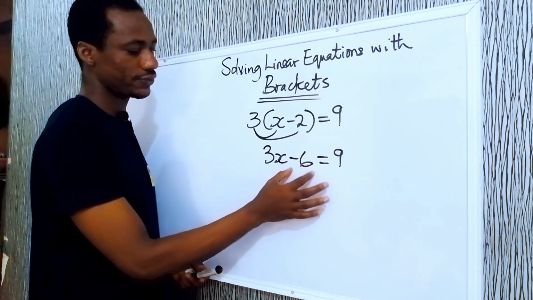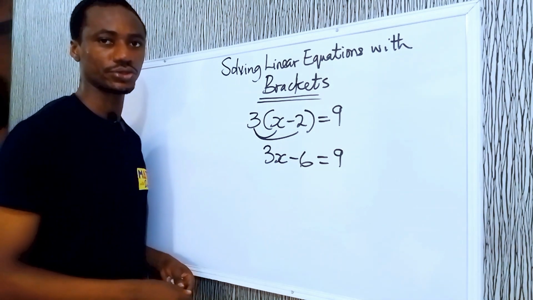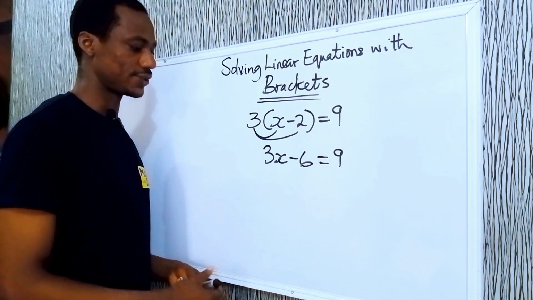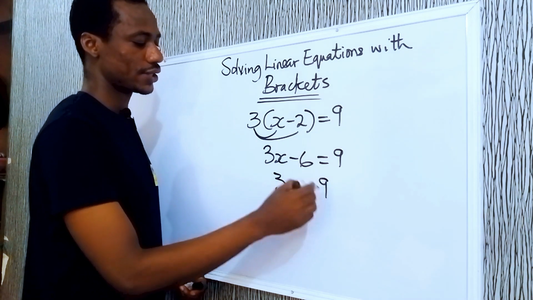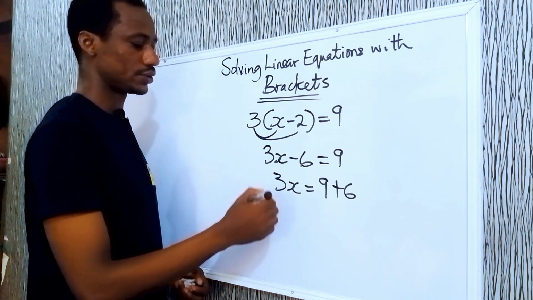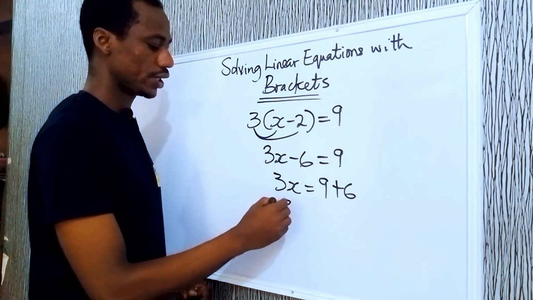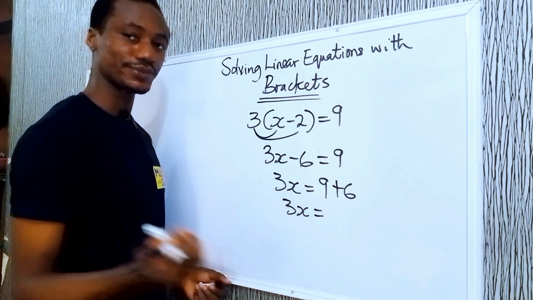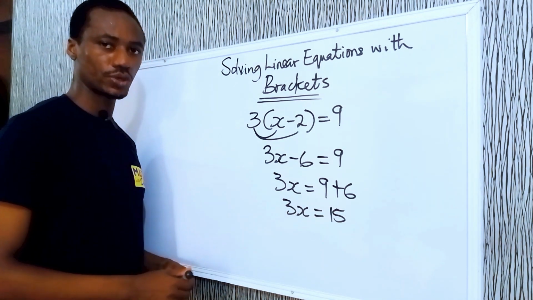The next thing will be for us to take this -6 to the other side of the equation, and it becomes +6. So this will be 3x equals 9 plus 6, and that means we have added 6 to both sides. So 3x equals 9 plus 6, that's 15. Tell me what next to do.